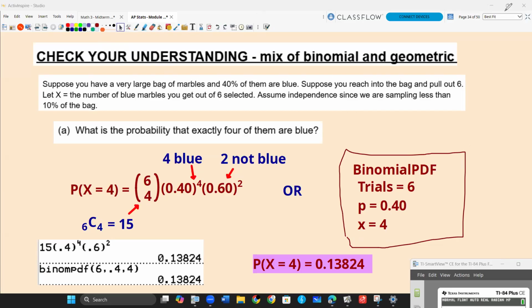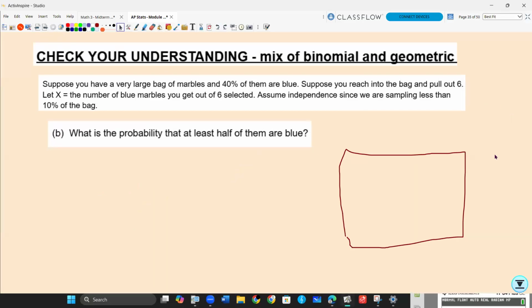All right, part B. What's the probability at least half of them are blue? At least half would be 3 or more.